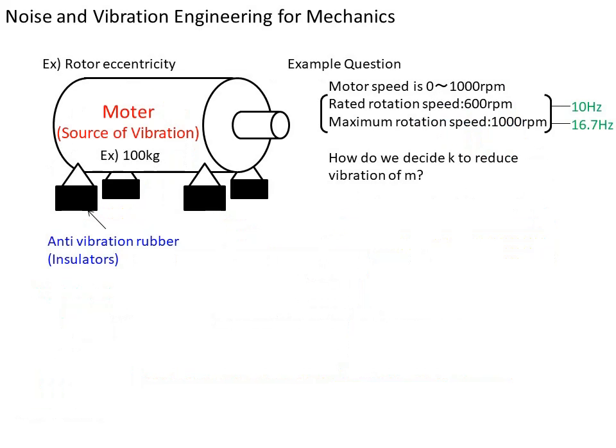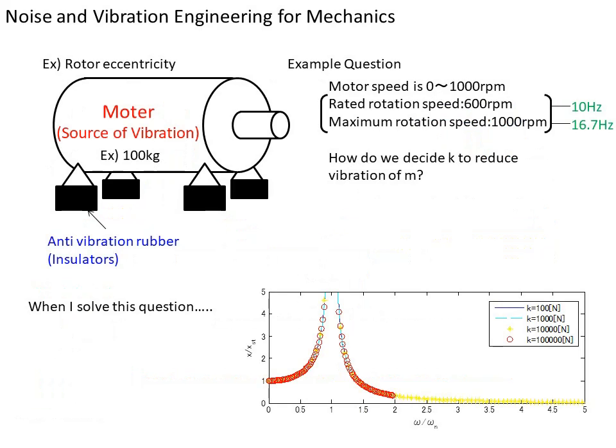This is the example question. When a motor speed is from 0 to 1000 rpm, how should the rubber's spring value K be to reduce vibration? 600 rpm means 600 rotations per minute, so the frequency is 10 Hz. 1000 rpm is 16.7 Hz.